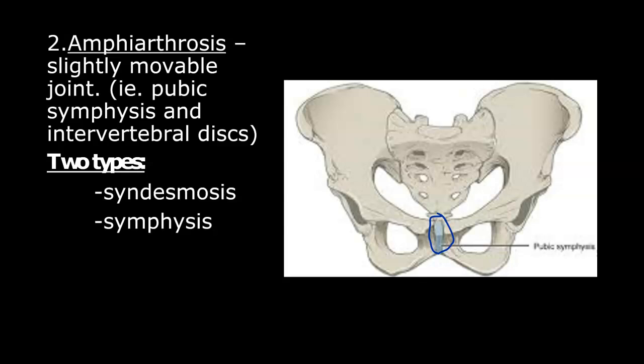Now with this, there are also going to be other examples. You can have intervertebral discs where you can find these types of joints, so they're going to be slightly movable, but you do not want them to move a lot. And in this category, it has two of its own types. And so you have syndesmosis and you have symphysis. What we're seeing here in this picture, of course, is the symphysis example.